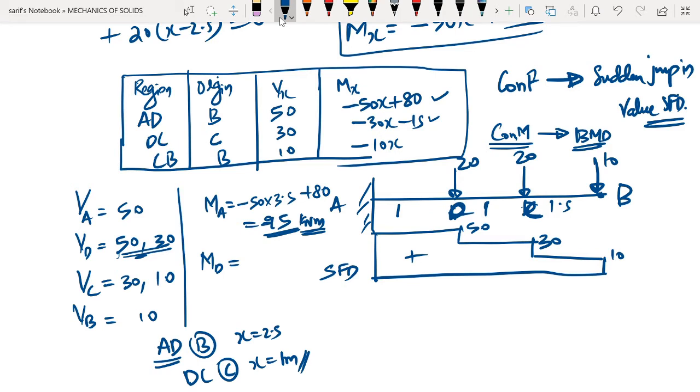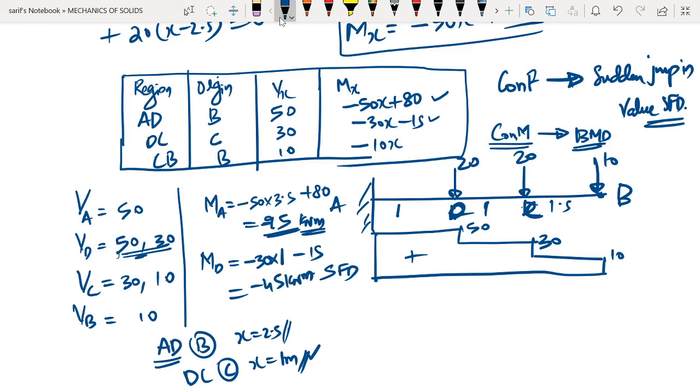Now the advantage is always multiplying with 1 is rather simple compared to multiplying with 2.5. It doesn't make any difference when you're doing it in a calculator. However, if you're doing it manually, the smaller the number that you're multiplying with, the easier the calculations become. That is the reason why we are choosing the origin at the nearest point rather than at a point that is far away. So if I am choosing it from DC, the expression for bending moment will become minus 30 into 1 minus 15, that is minus 45 kilonewton meter.